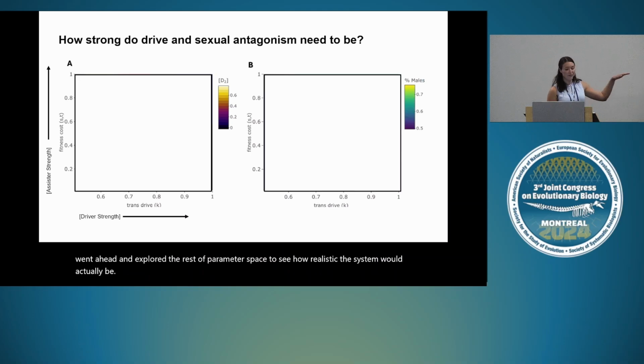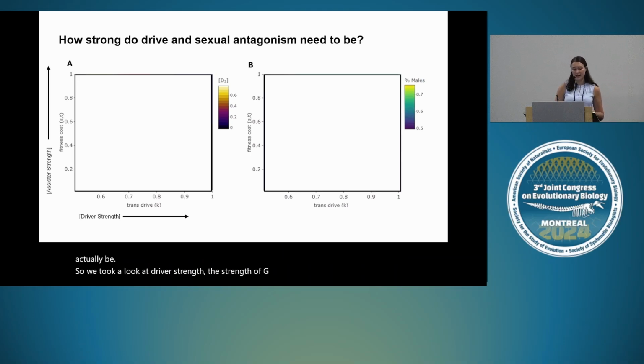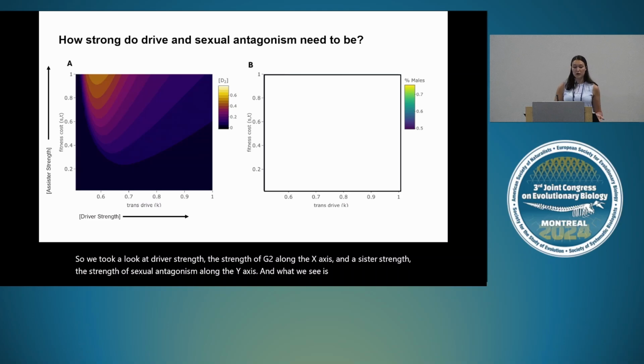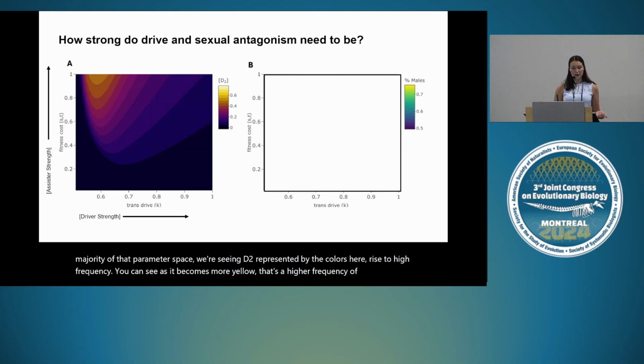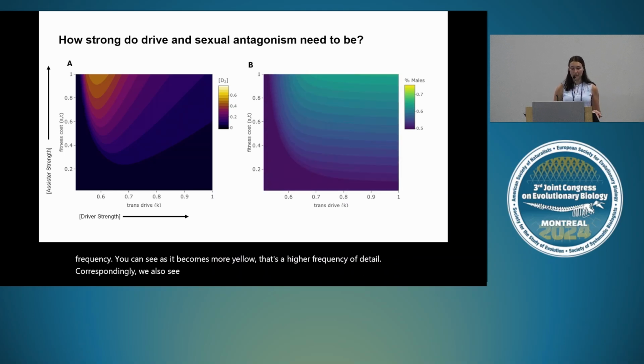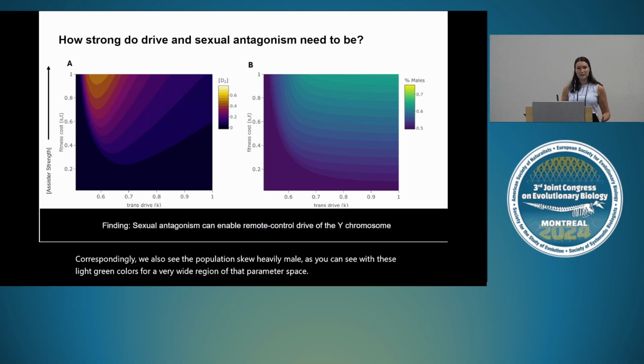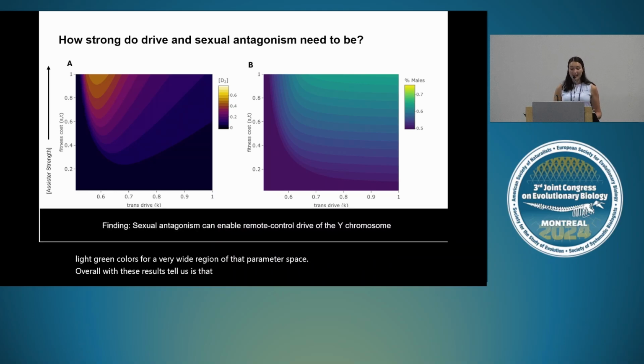So we took a look at driver strength, the strength of D2 along the x-axis, and assister strength, the strength of sexual antagonism along the y-axis. And what we see is that for the vast majority of that parameter space, we're seeing D2, represented by the colors here, rise to high frequency. You can see as it becomes more yellow, that's a higher frequency of D2. Correspondingly, we also see the population skew heavily male, as you can see with these light green colors, for a very wide region of that parameter space. Overall, what these results tell us is that sexual antagonism can indeed enable remote control drive of the Y chromosome.